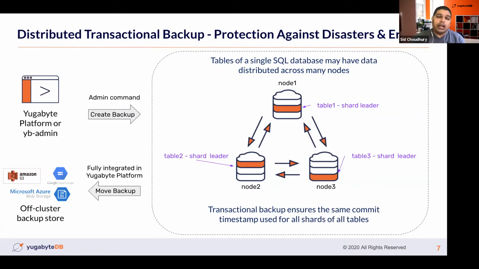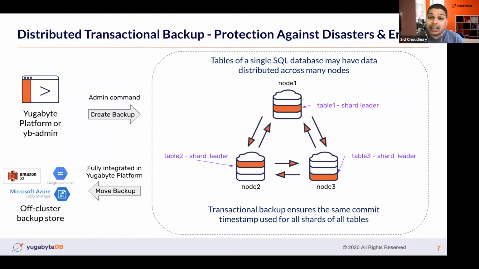Till date, we had the ability to take transactional backups for our CQL API, and for the SQL API, it was primarily that you take a full dump of the data, but that goes through the logical query layer.